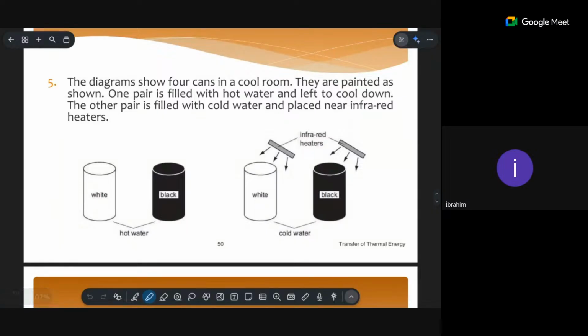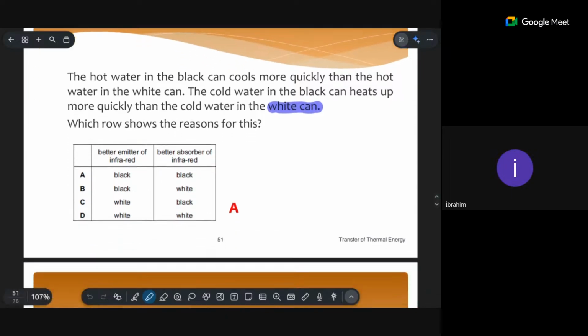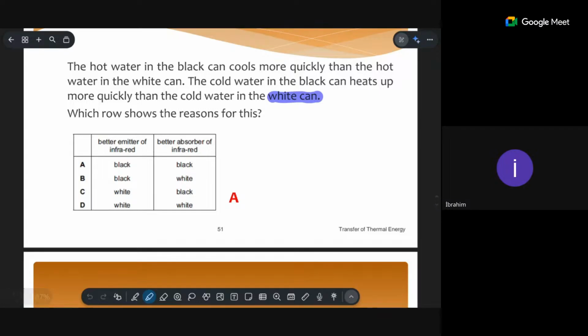For example, there are two blocks or cylinders. One is white, one is black. They are placed in front of an infrared heater. They have cold water inside. Now the cold water in the black can heats up more quickly than the cold water in the white can, right? What is the reason? The reason is that black bodies are the best absorbers of radiation. The black colors are the best absorbers of radiations. So you get this point? Is this clear to everyone?